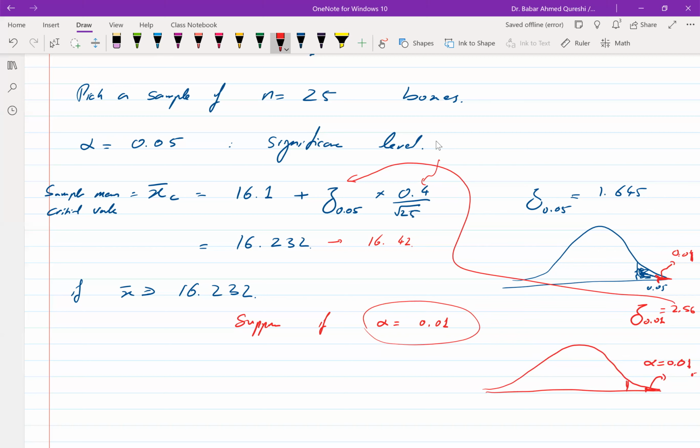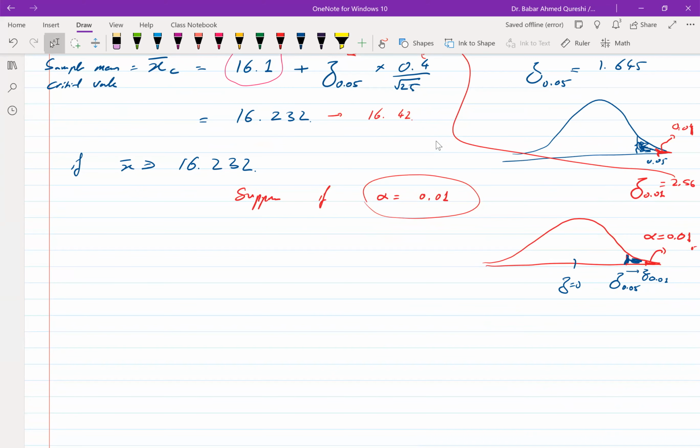Before I had this one, this all area, which corresponded to this number. This is Z0. Now I have even smaller area, so my Z will be shifted here. It will be a bigger number because I'm pushing it to the tail of the normal. So the number which I will put here in this equation now will be a bigger number. That will mean that I'll need bigger departures from the proposed null hypothesis to reject it at a higher significance. Higher significance, but it's a smaller number. So I hope it's clear.